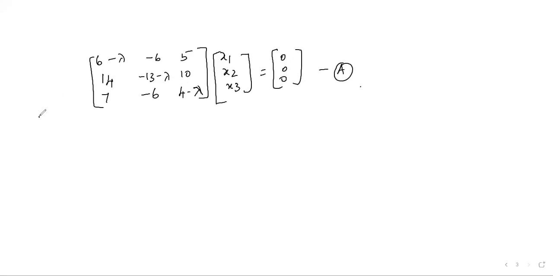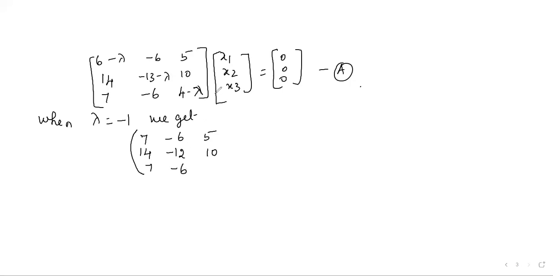So we have three cases. Since all the eigenvalues are same, we can take lambda is equal to minus 1. Substituting lambda is equal to minus 1 here, 6 minus of minus 1 will become 7, minus 6, 5; 14, minus 13 minus of minus 1 will become minus 12, and 10; 7, minus 6, 4 minus of minus 1 is 4 plus 1, which is 5; multiplied by x1, x2, x3 equal to 0.